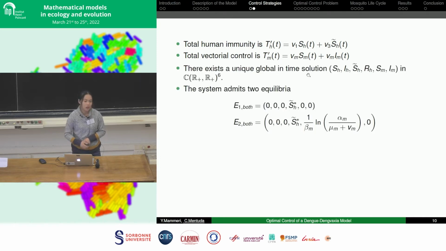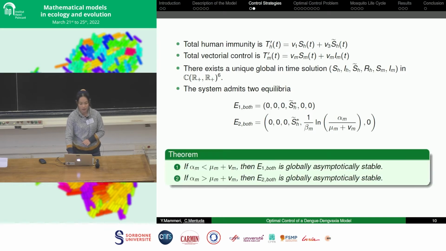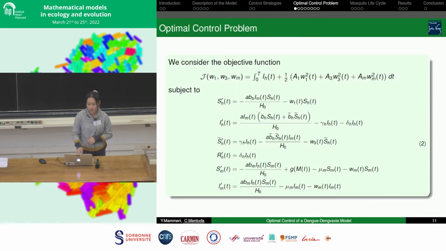Okay. So in this system, we were able to get two equilibria, and we were able to show that they are globally asymptotically stable if the condition for alpha m and mu m plus Vm is met. Okay, so from here we apply an optimal control problem to determine which is the best control strategy to minimize the infected human.